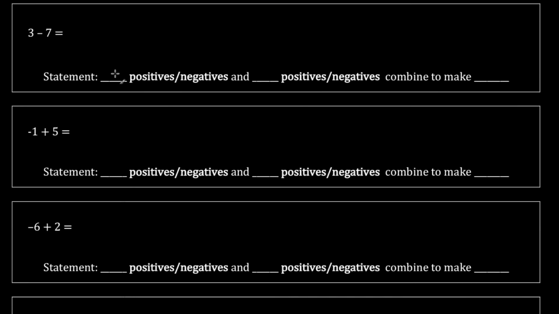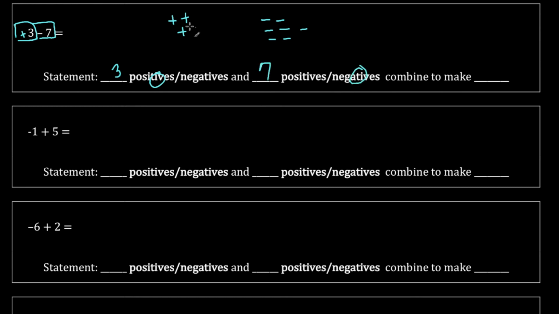We have 3 minus 7. So let's go ahead. I have positive 3 and negative 7. So I have plus 1, plus 1, plus 1. I have 3 positive 1s. And I have 7 negative 1s. So minus 1, minus 1, minus 1, minus 1, minus 1, minus 1, minus 1.